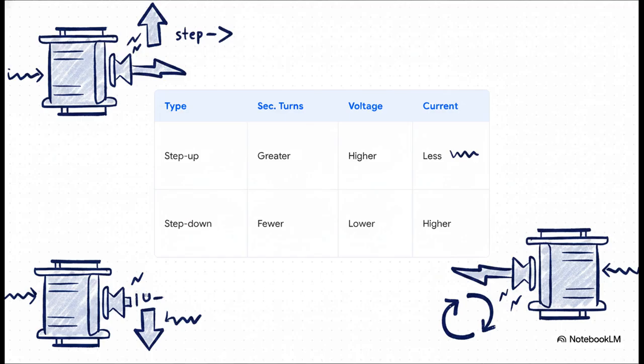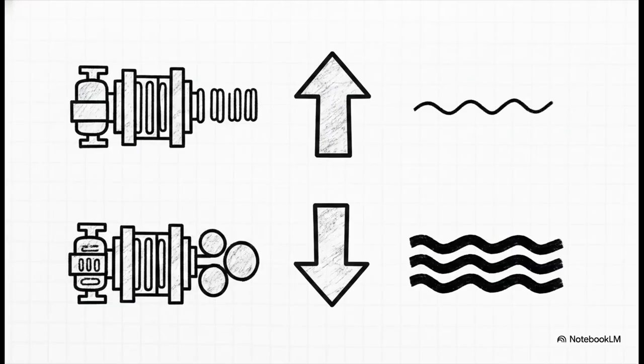Pretty amazing. And this represents the absolute genius of the modern AC grid. Power companies use transformers to step up the voltage to incredibly high levels for long-distance transmission. Why? Because high voltage and low current dramatically minimize the energy lost as heat over hundreds of miles of wire. Then, once that electricity reaches your local neighborhood, step-down transformers step the voltage back down to 120 or 240 volts, so it is perfectly safe to use in our homes. We can just change voltages at will.